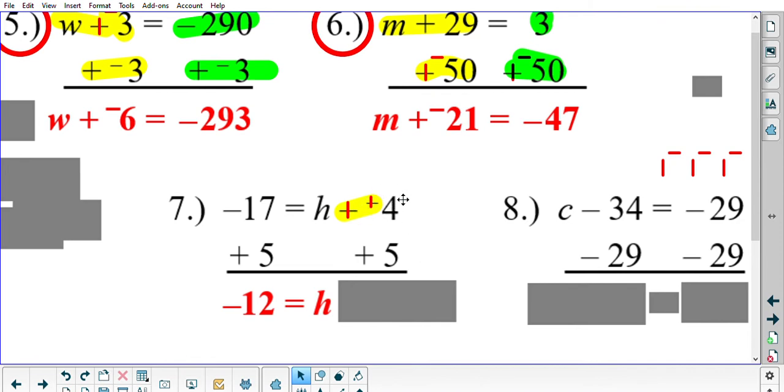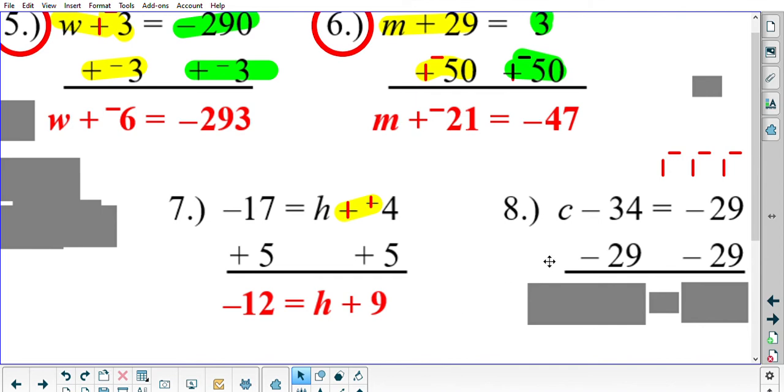We made subtraction adding the opposite. You have to do that before you could add by 5. Otherwise, you're trying to use the associative property with subtraction, and that would never, ever work. You have to make subtraction adding the opposite. So here we go. 4 plus 5 would give you 9. So we have h plus 9. Please fix any errors if you made errors.